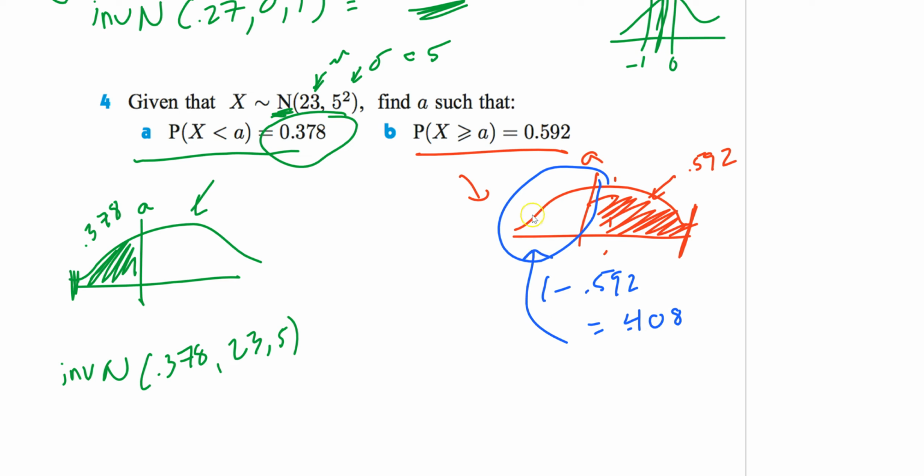So again, invert normal has to be the left-hand side. If you have the right-hand side, just do 1 minus it. Easy fix. So now you have invert normal, 0.408, 23, and 5. And that's that example. Put that in your calculator. I'm not going to do it, but that's how you do it. Let's move on.